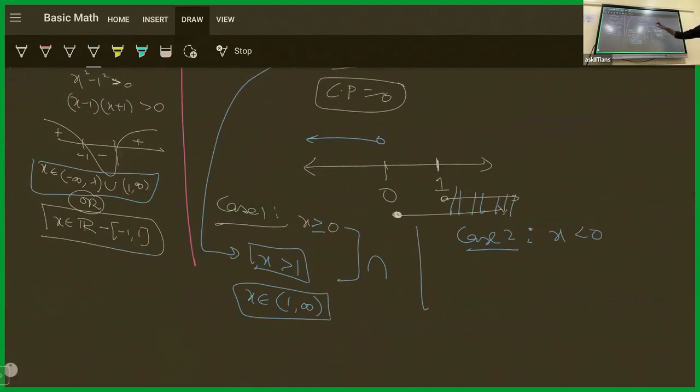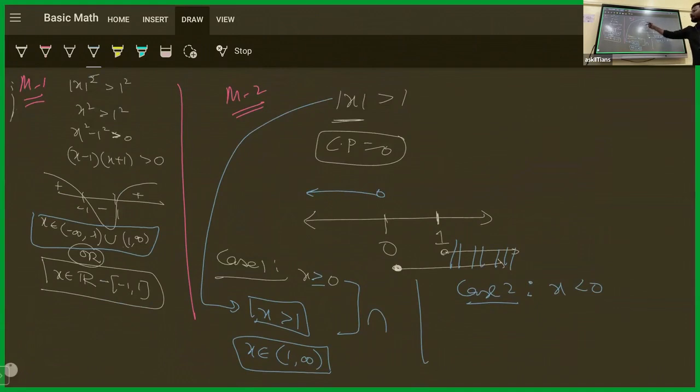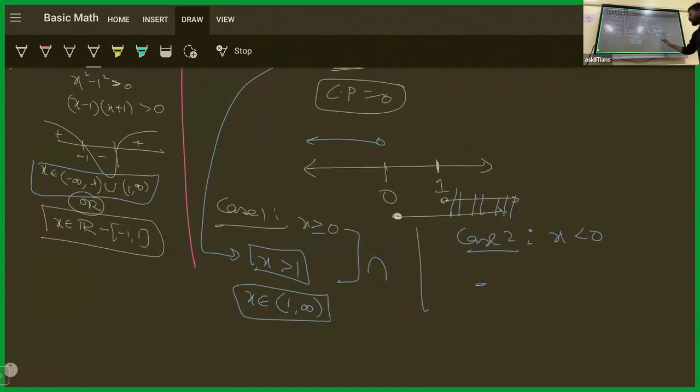Arey, what happened? Like in case 1, what did we do just now? x is positive, so directly we can remove mod. Now the value inside mod is negative in case 2, so we'll take minus. So if you take minus, we are going to write like this: minus of x is greater than 1, and now multiply both the sides by minus 1. So we'll get x is less than minus 1. Sign of inequality will be changed.